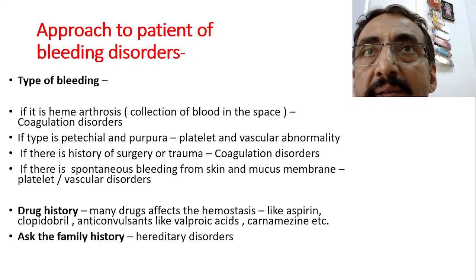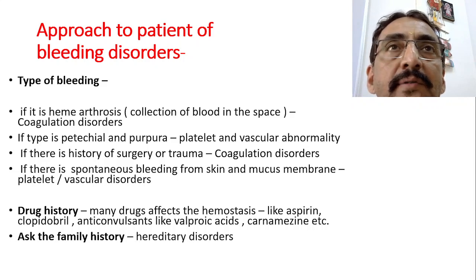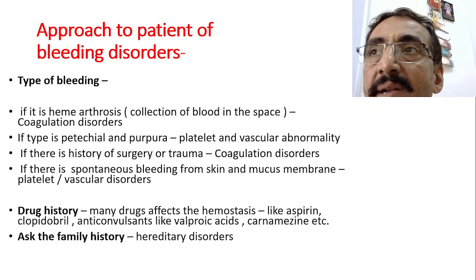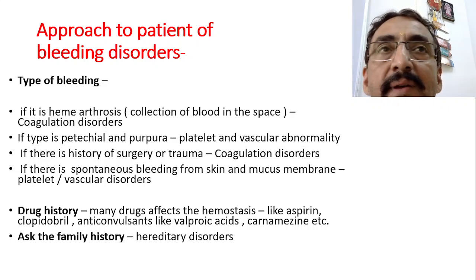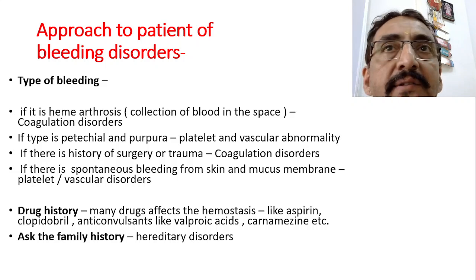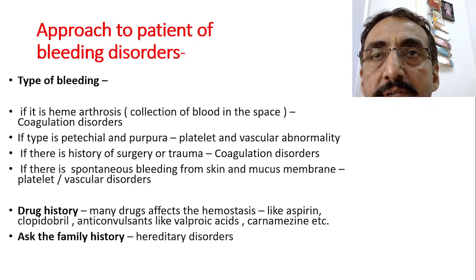We also have to ask about the family history. In bleeding and clotting disorders, family history is very important. If a similar type of incidence is present in the family members also, then we have to think about hereditary disorders, especially related to clotting, that is the hemophilia group of disorders.